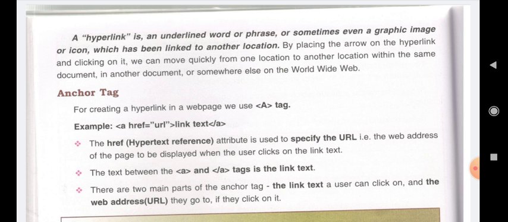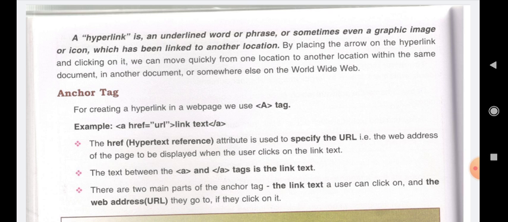We use the anchor tag to create a hyperlink in our web page, and for that we use the a tag. Just look at this example: a href equal to url, which is the specified, unique address, and then the link text. Whatever you want to insert as text, write there and then close the anchor tag. The href, hypertext reference, attribute is used to specify the url, that is the web address of the page to be displayed when the user clicks on the link text.